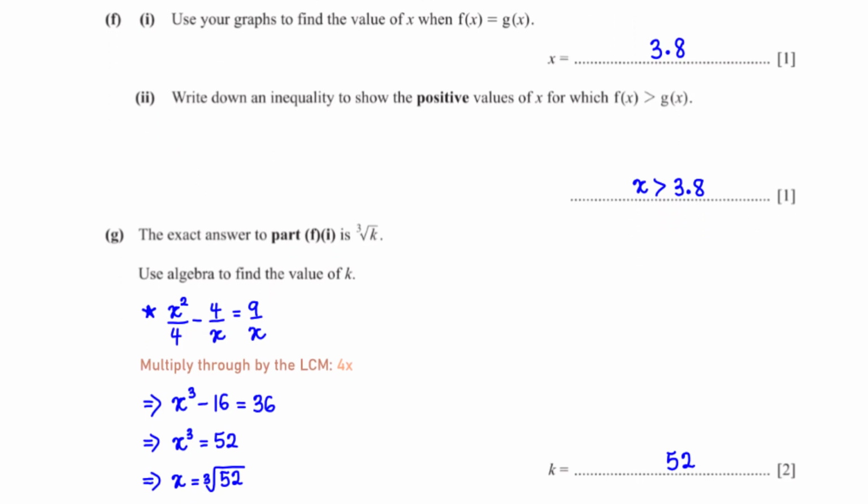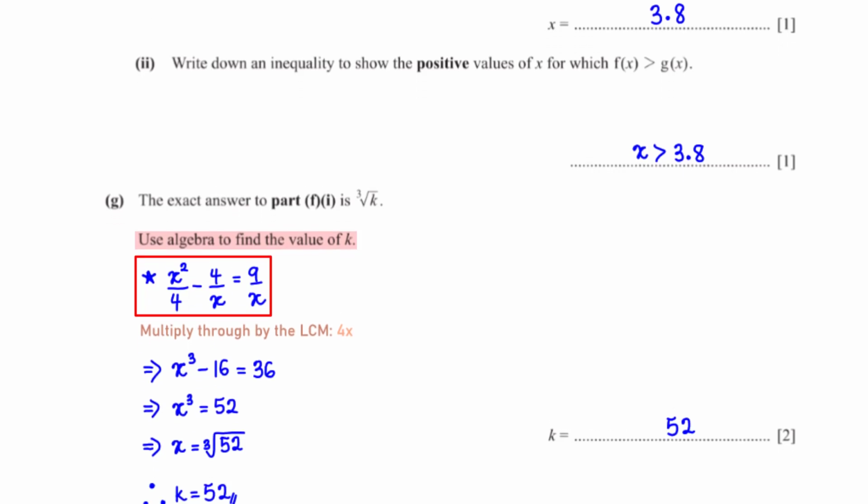The exact answer to part Fi is cube root of k. Use algebra to find the value of k. In part Fi, we solved the equation f of x equals g of x using the graph. So now we are to solve the same equation using algebra. F of x is x squared over 4 minus 4 over x. G of x is 9 over x.